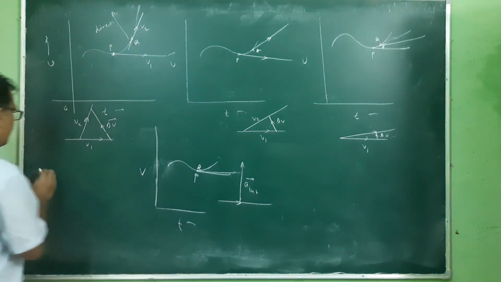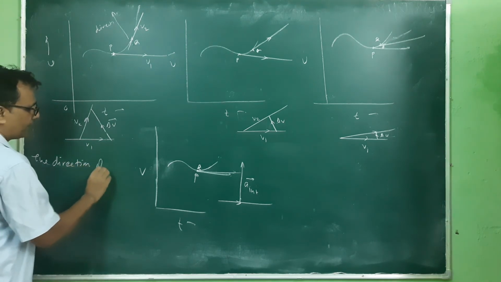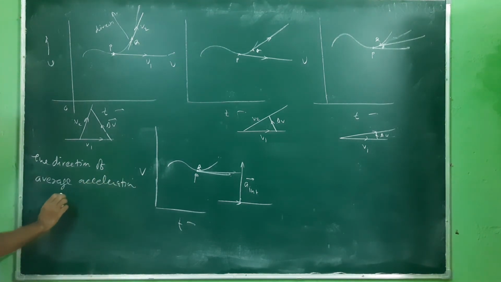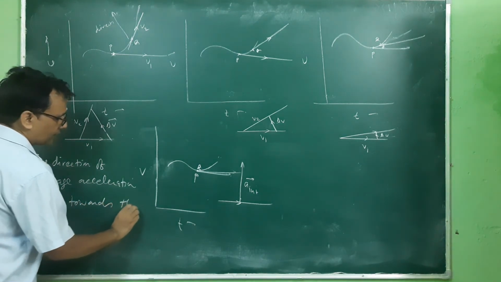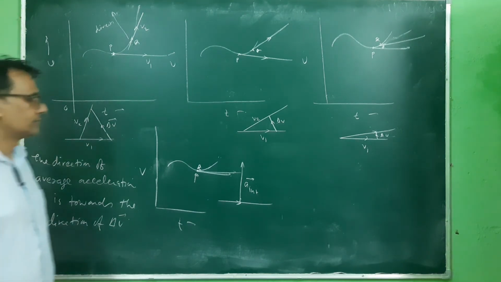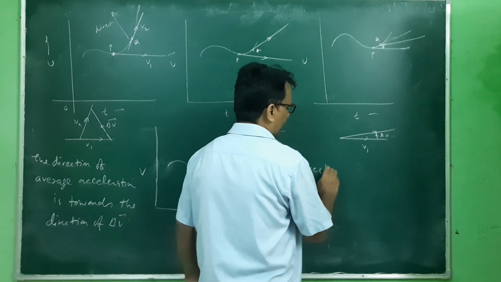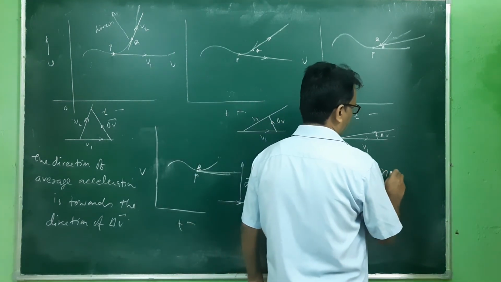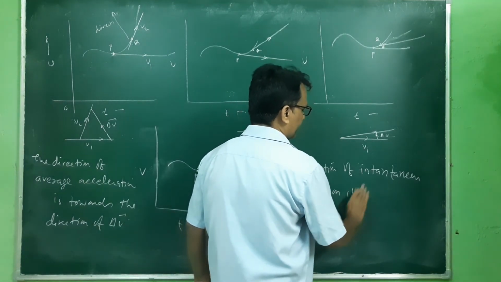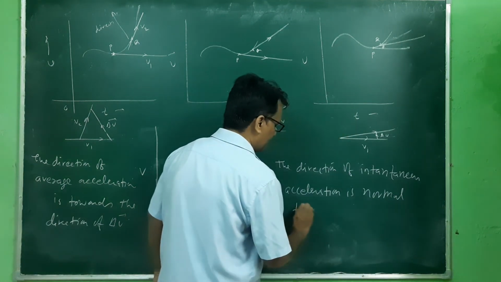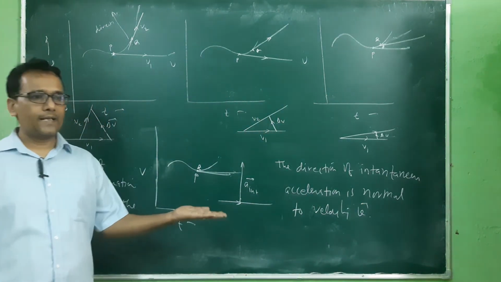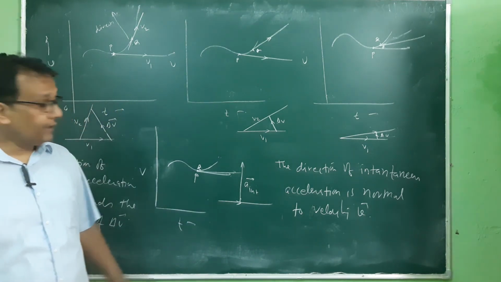So the direction of average acceleration is towards the direction of delta v, and the direction of instantaneous acceleration is normal to or perpendicular to velocity. तो ये डिफरेंस आ रहा है. वहां पर टेंजेंटियल हो रहा था डिस्प्लेसमेंट, वहां पर टेंजेंटियल डायरेक्शन का था वेलोसिटी, यहाँ पर नॉर्मल टू भी आएगा.